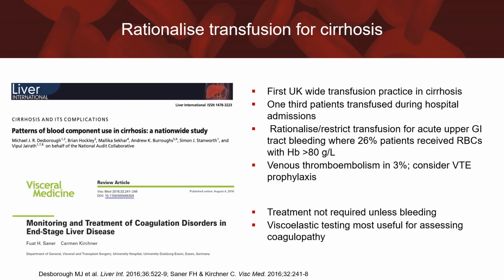Patients with cirrhosis and end-stage liver disease are frequently anemic and coagulopathic. The principles of patient blood management apply in these patients equally as in surgical patients. Patients generally should not be transfused unless bleeding or symptomatic of their anemia. Viscoelastic testing can be the most useful modality for assessing their coagulopathy.